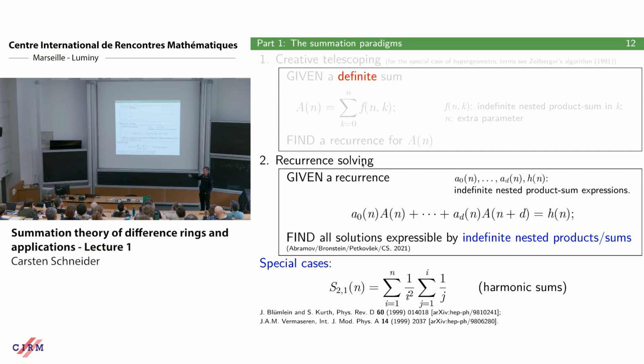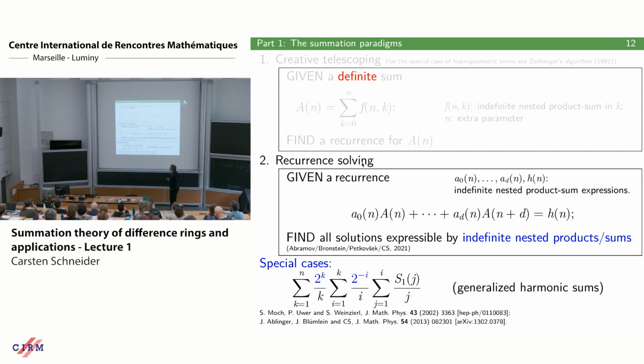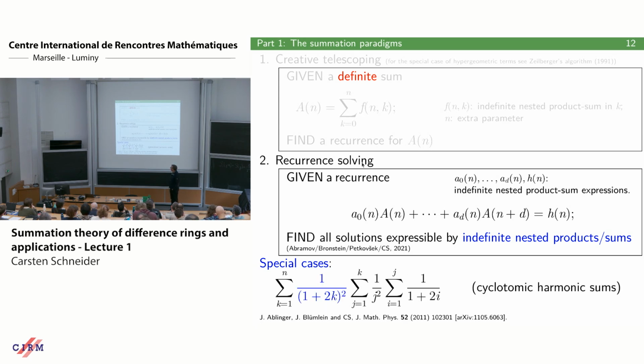Sending n to infinity, you get the multiple zeta values, okay? More generally, we have here, for instance, geometric products involved. These are called generalized harmonic sums. You might have these broken sums here, like 3k plus 1, 2k plus 1. We call them cyclotomic harmonic sums.